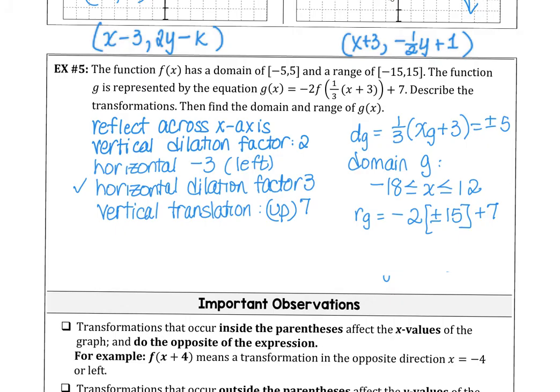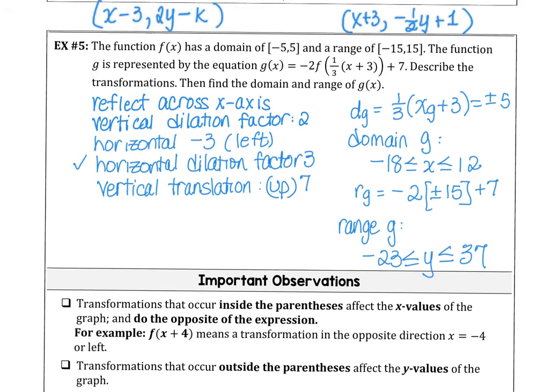units up. So shifting 7 units up and doing all of that arithmetic, negative 2 times 15 is negative 30, and add 7 to that gives us the range of g would be from negative 23, and then going the other way, negative 2 times negative 15 is positive 30, and positive 30 plus 7 stops our range at 37. Whew, that hurts your brain, doesn't it?